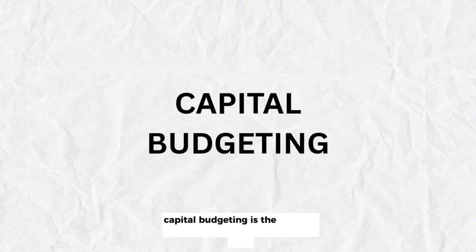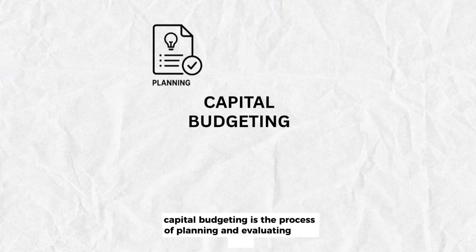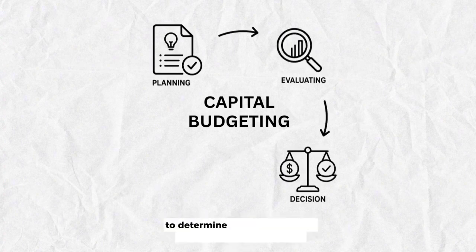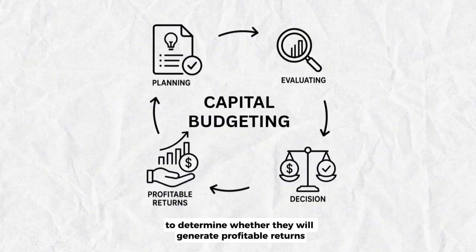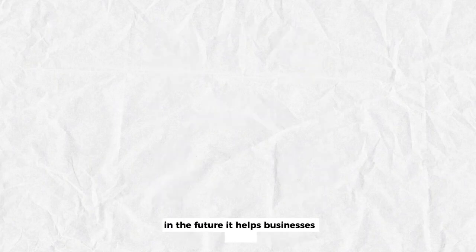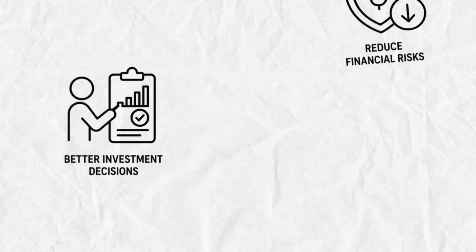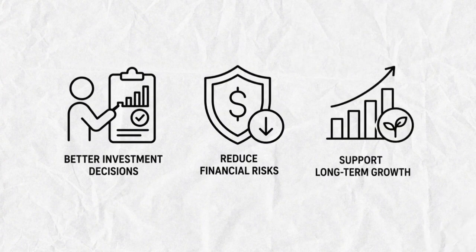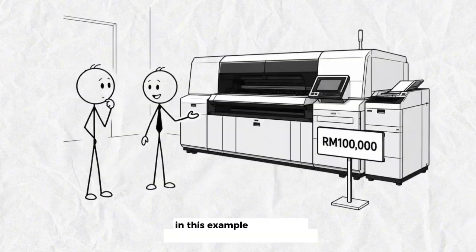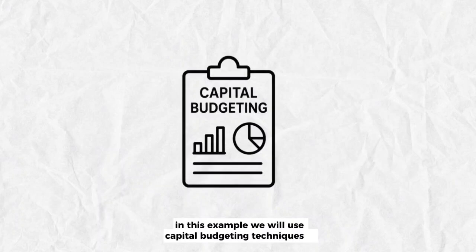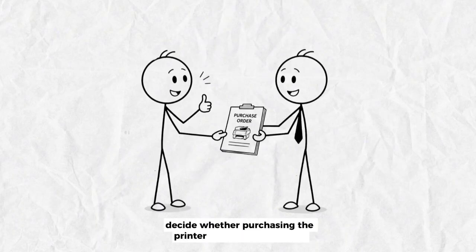Capital budgeting is the process of planning and evaluating long-term investments to determine whether they will generate profitable returns in the future. It helps businesses make better investment decisions, reduce financial risks, and support long-term growth. In this example, we will use capital budgeting techniques to decide whether purchasing the printer is a good investment.